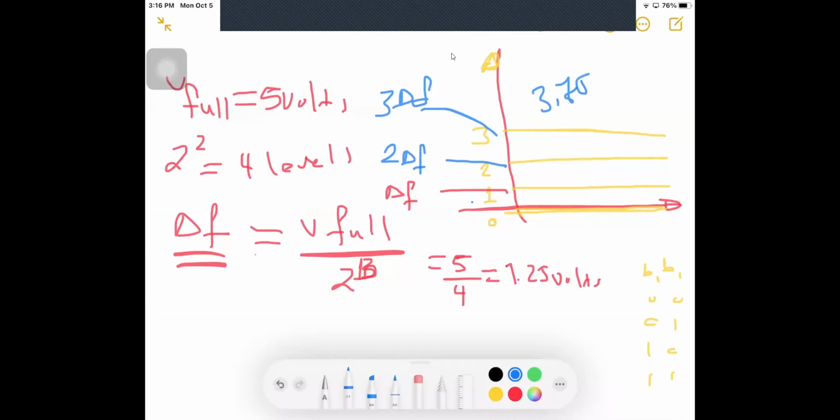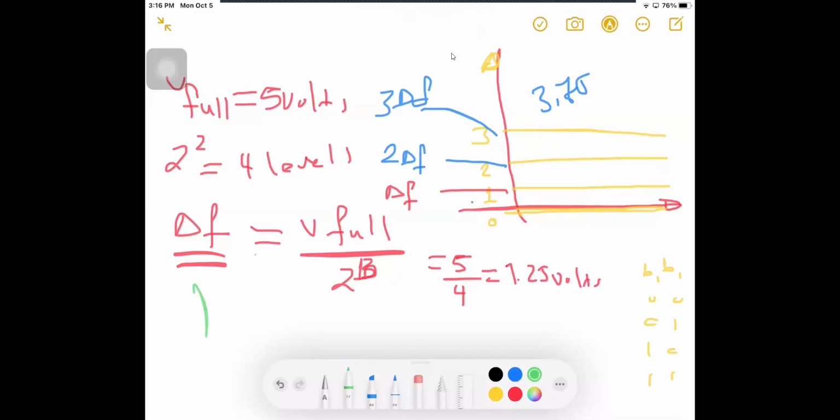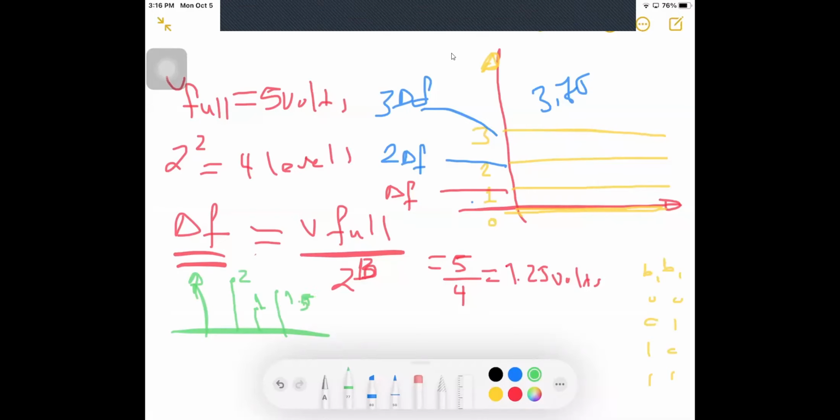Now, assume that we have a signal. In green, we are talking about a discrete-time signal, okay? Of course, it contains samples. Well, look at it, please. Say this one is 1 volt, and this one is 2 volts, and this one is 1.5 volts, for example. Three samples we have.